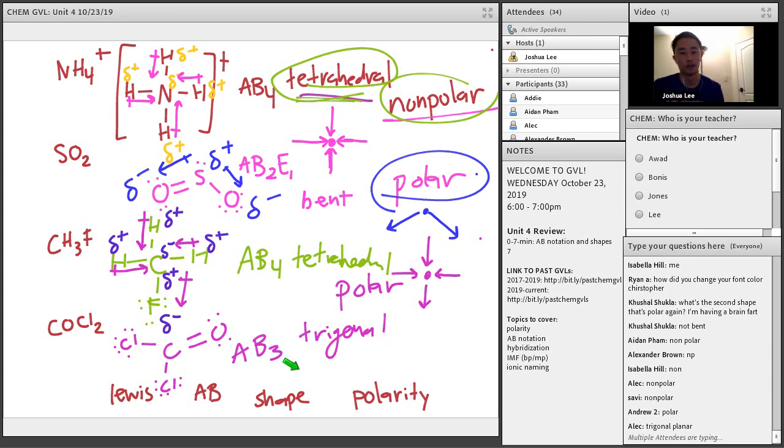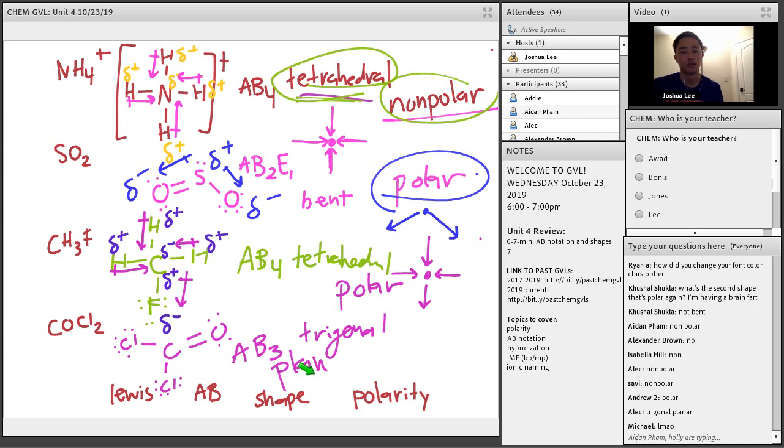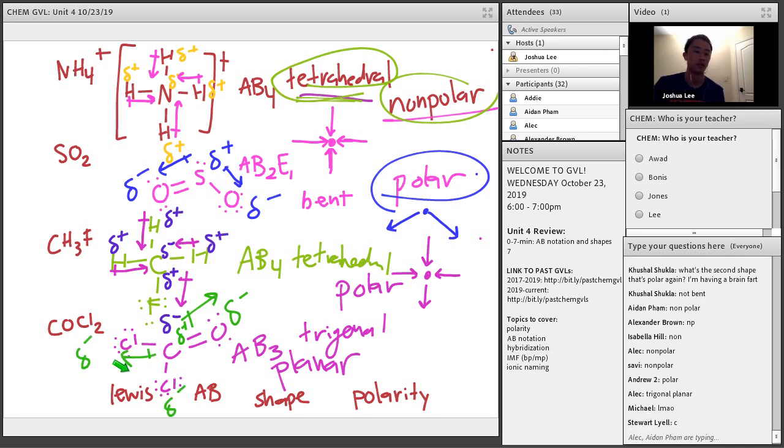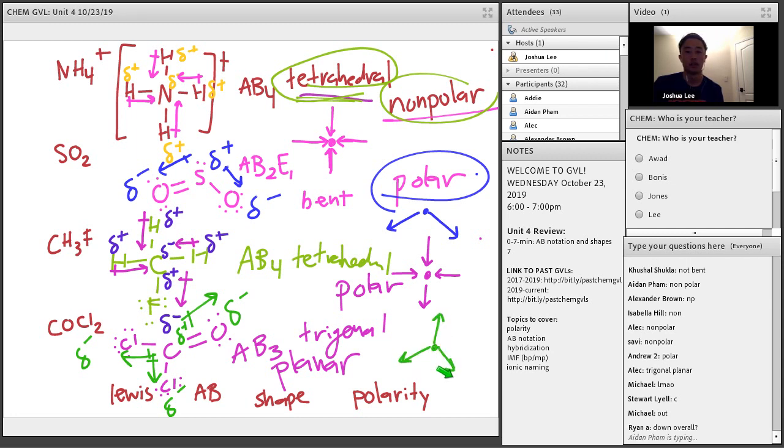Trigonal planar. Then if we check the arrows, between carbon and oxygen, oxygen is more electronegative. So this arrow would point towards oxygen. And then between chlorine and carbon, chlorine is more electronegative, so negative, negative. Is this going to be polar or nonpolar?